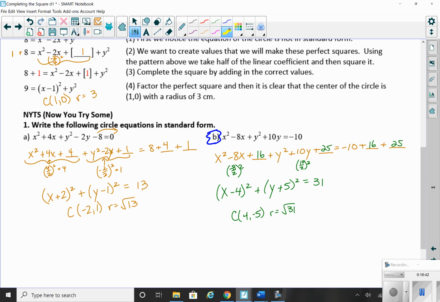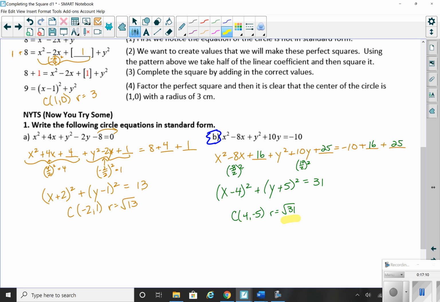Okay, so for my x terms, I added in 16 to complete the square. For my y terms, I added in 25 to complete the square. So I have x minus 4, the quantity squared, plus y plus 5, the quantity squared, equals, add these all up, I got 31. So this is called the standard form of the equation of the circle. And we know just by looking at it that it has a center at 4, negative 5 and a radius of the square root of 31.